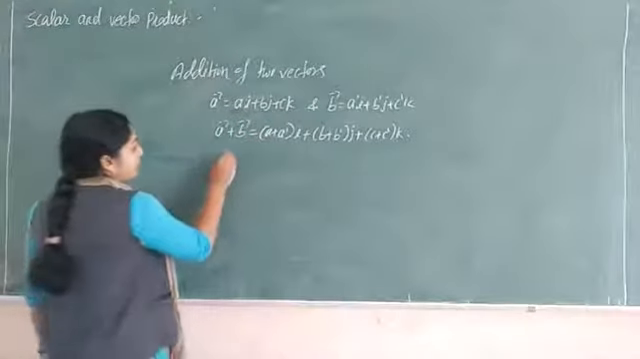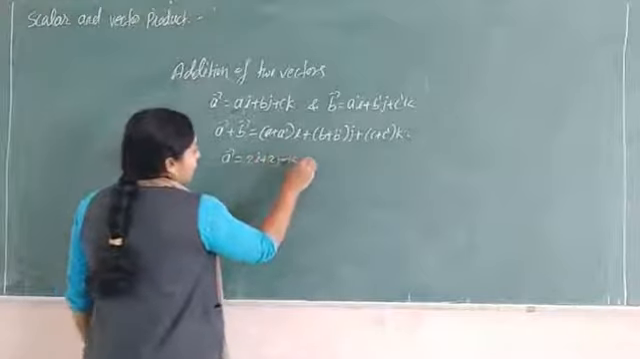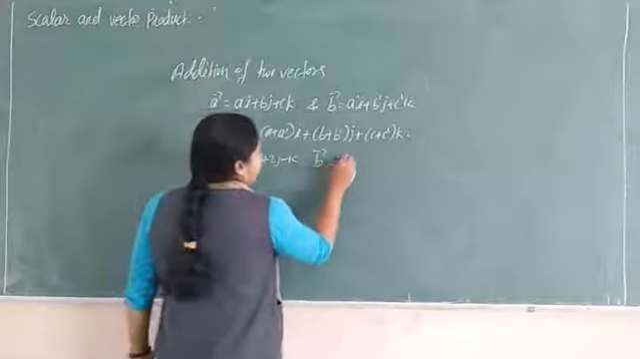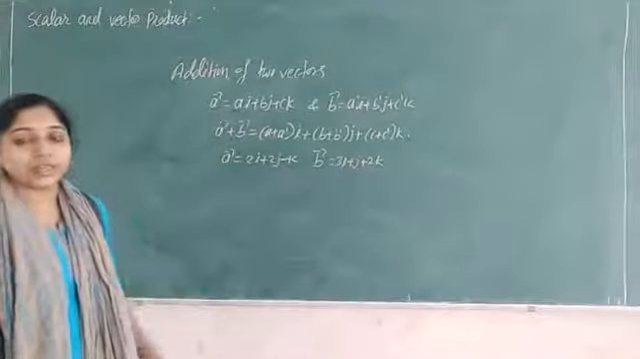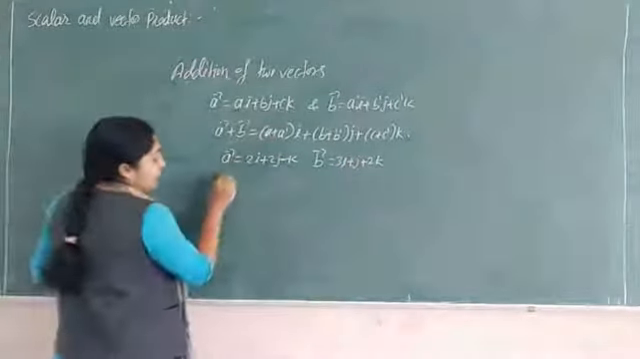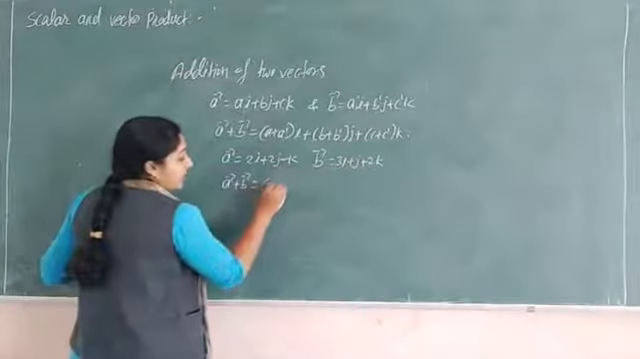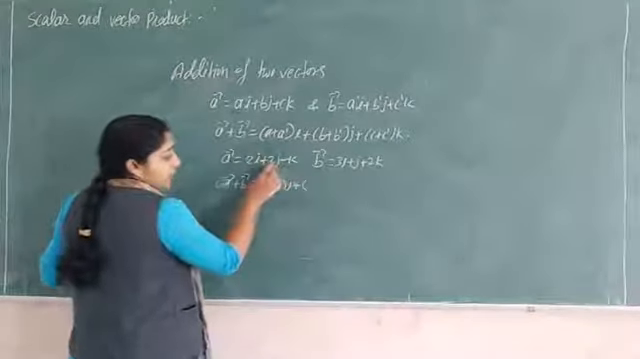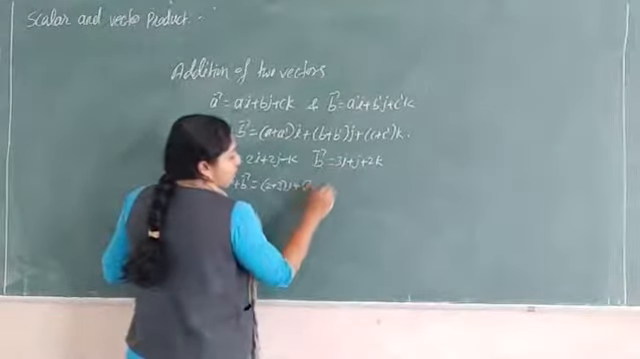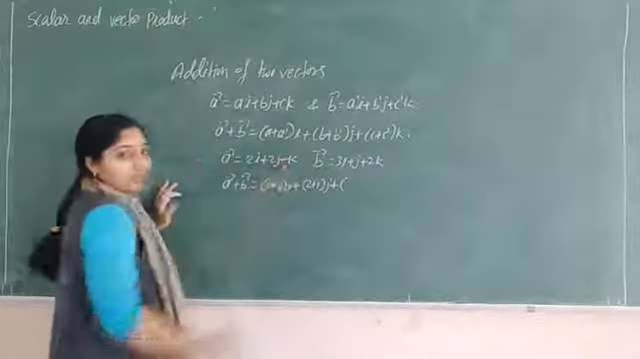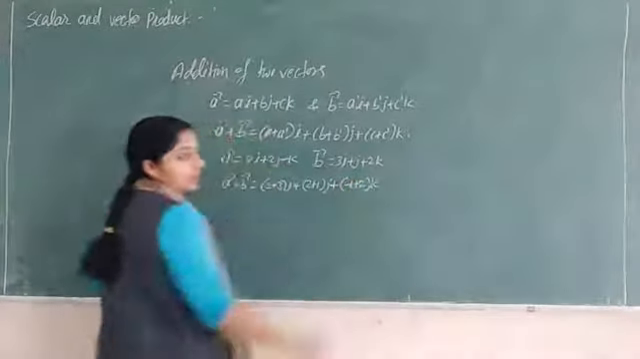For example, if you have vector a as 2i plus 2j minus k and vector b as 3i plus j plus 2k. Suppose these two are the given vectors, then the addition a plus b is given by 2 plus 3 into i, plus here the coefficient of j is 2, here the coefficient of j is 1, so 2 plus 1 into j, plus here the coefficient is minus 1, here we have plus 2, minus 1 plus 2 into k.